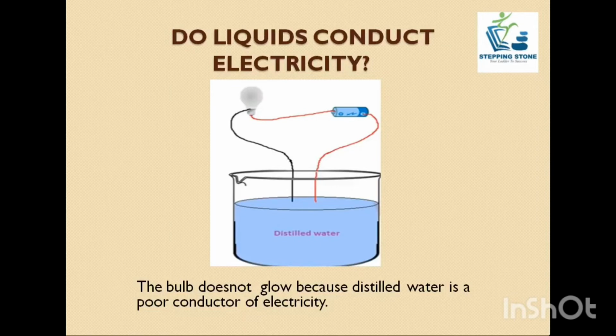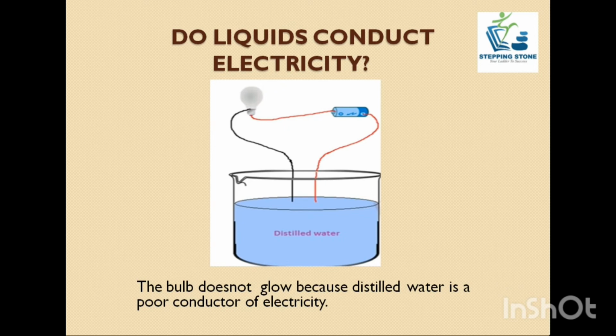So viewers, I think you remember this experiment in my last video. In this experimental setup, the bulb does not glow when current is passed because distilled water is a poor conductor of electricity. But instead of distilled water, if we use vinegar or lemon juice, then also the bulb might not glow, or the bulb glows very dimly. Why? Because although lemon juice and vinegar do conduct electricity, they are weak conductors of electricity.